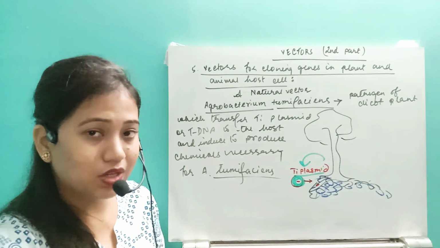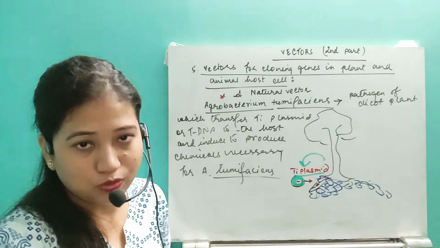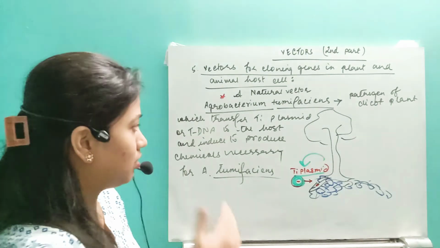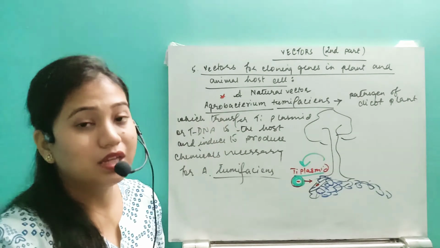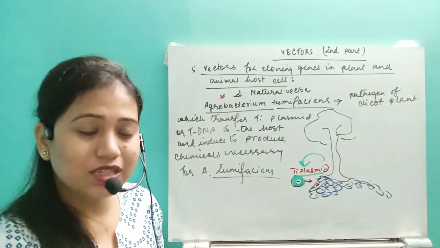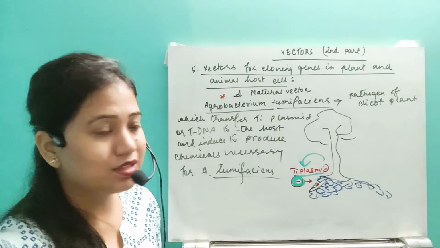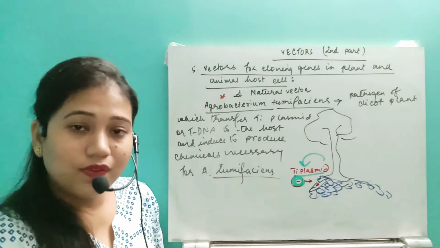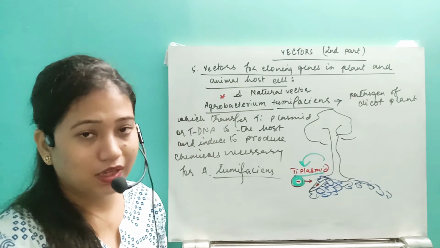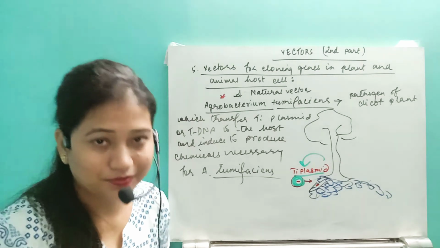From here one question comes: what is the natural vector? It is Agrobacterium tumefaciens, which transfers the Ti plasmid or tDNA naturally from its body to the root cells, so that the root cells develop the tumor and are directed to produce some chemicals necessary for Agrobacterium tumefaciens. That's all about the characteristics you need to know about the vector. After that, let us see the examples of the vectors.